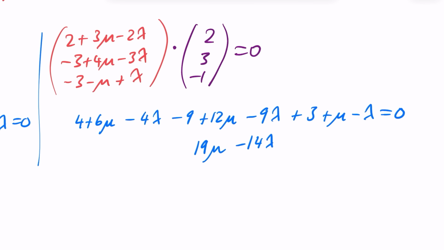No, I think I've got these written the wrong way around. No, I have done that right. The lambdas: the minus 4 lambda, the minus 9 lambda, the minus lambda is minus 14 lambda. And then the constants for the other side is the minus 4, the plus 9, and the minus 3, which is equal to 2. Okay.